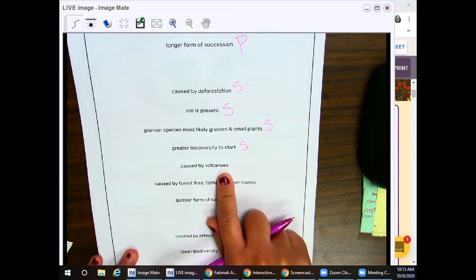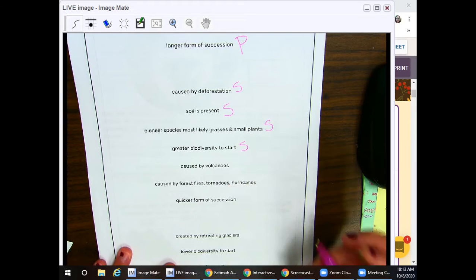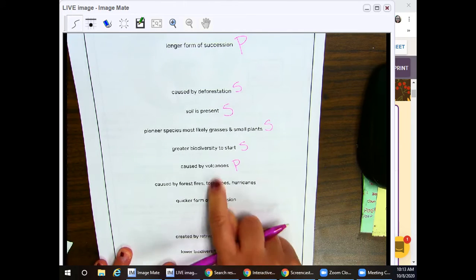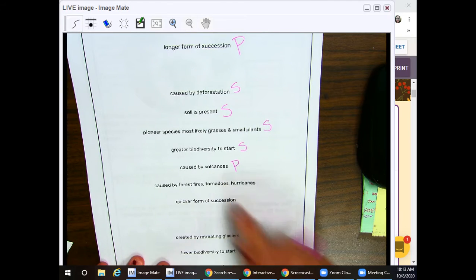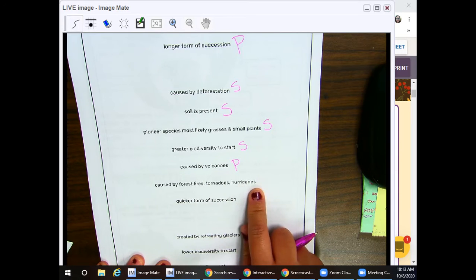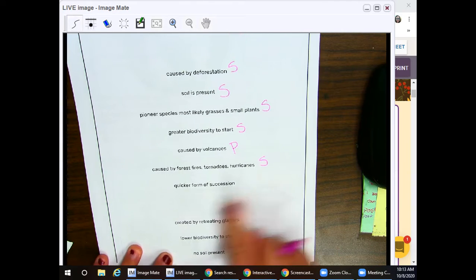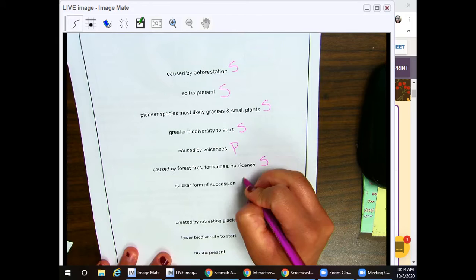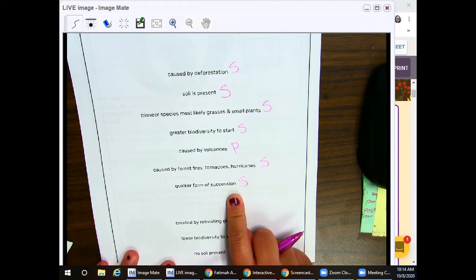Caused by volcanoes. Volcanoes are going to turn everything to rock to start all over, so that's primary. Lava's going to melt down everything. There's no soil left. Caused by forest fires, tornadoes, and hurricanes. Those are all going to leave behind the soil, so that's secondary. A quicker form of succession, that's secondary. We don't need to turn rock into soil. There's already soil there, so it happens a lot faster.